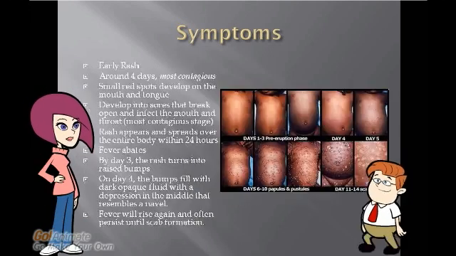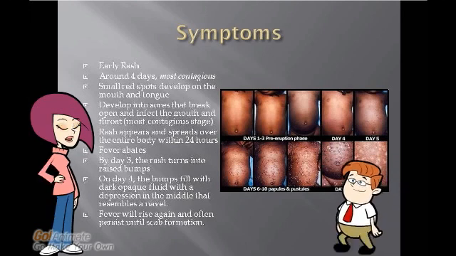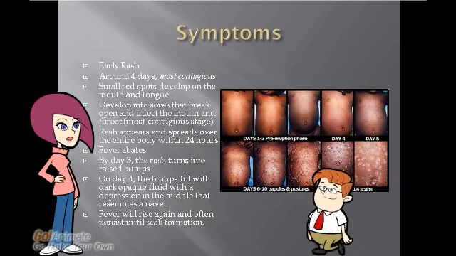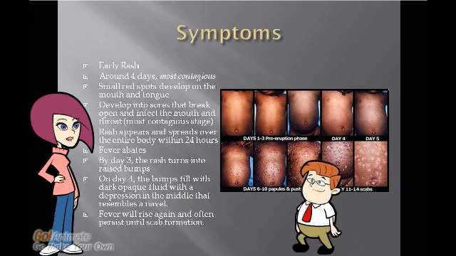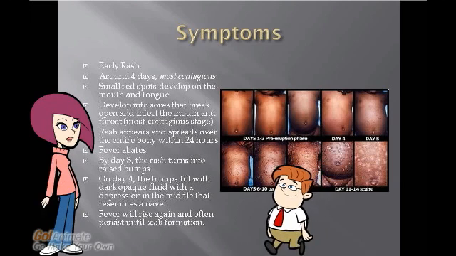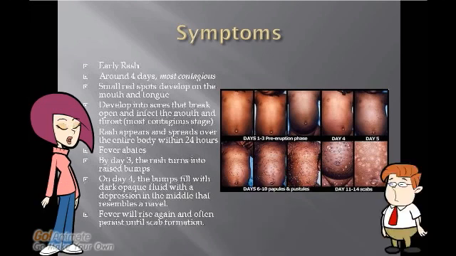The stage which produces the early rash lasts around 4 days and is the most contagious. Small red spots usually develop on the mouth and tongue, which eventually develop into sores that break open and release large quantities of virus that infect the mouth and throat. The rash appears and spreads over the entire body within 24 hours.